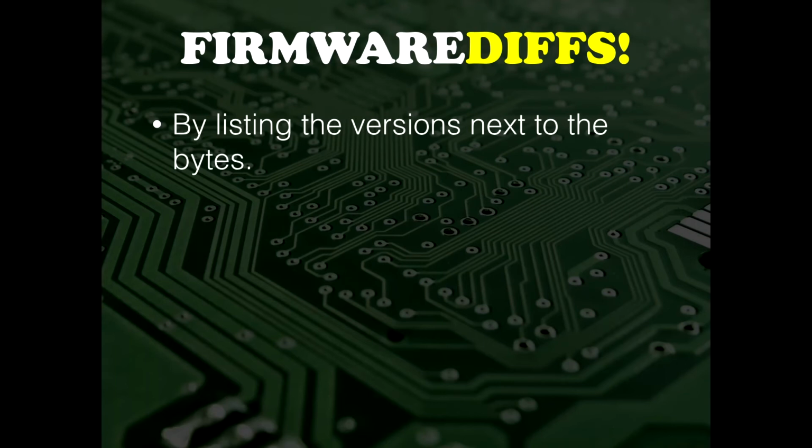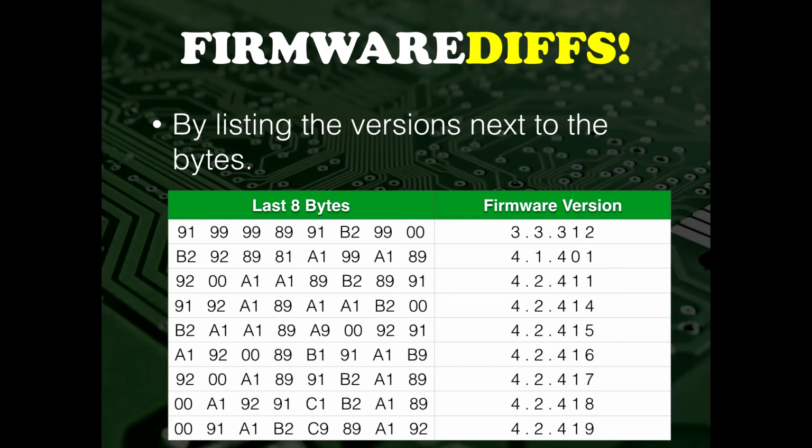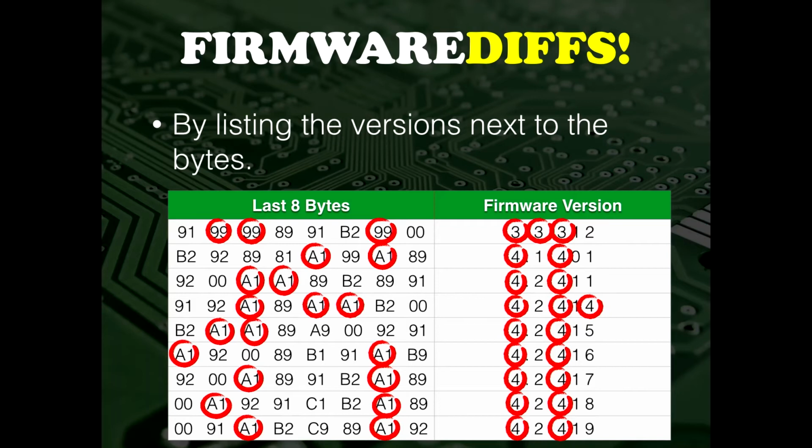So this was actually the eureka moment for our project. What we decided to do is to write those 8 bytes just next to the firmware version. So this is from 3.3.312 and so on. And look at this. There's some kind of obvious pattern in here. The byte 99 appears 3 times, and the number 3 appears 3 times. And the byte A1 appears twice, and the number 4 appears twice. Well, the number 1 also appears twice, but we know it's 4 because it's consistent throughout the entire table. So we got some kind of mapping between bytes and the number in the version.